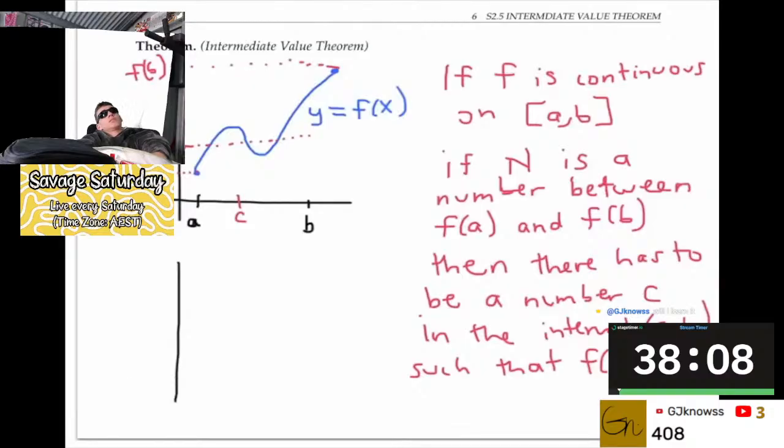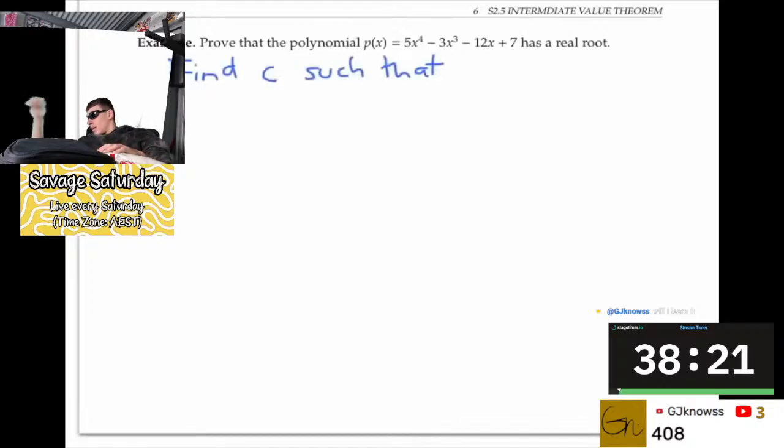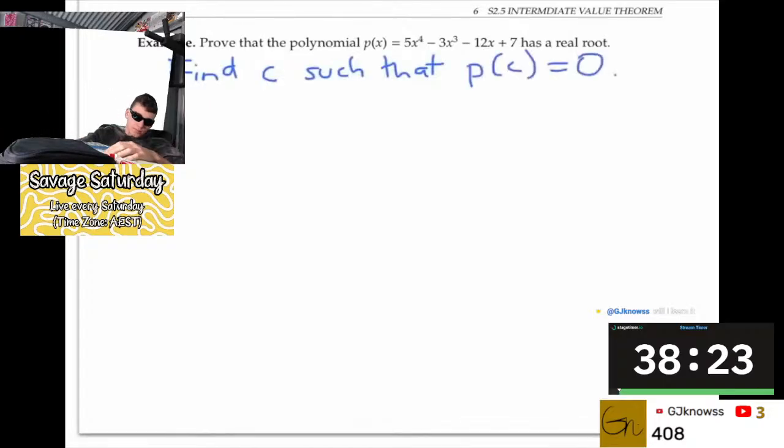The intermediate value theorem can only be applied to continuous functions. If the function is not continuous, then it might jump over n and never achieve that value. One application of the intermediate value theorem is to prove the existence of roots or zeros of equations. Recall that a real root of p of x is a real number c such that p of c is 0.